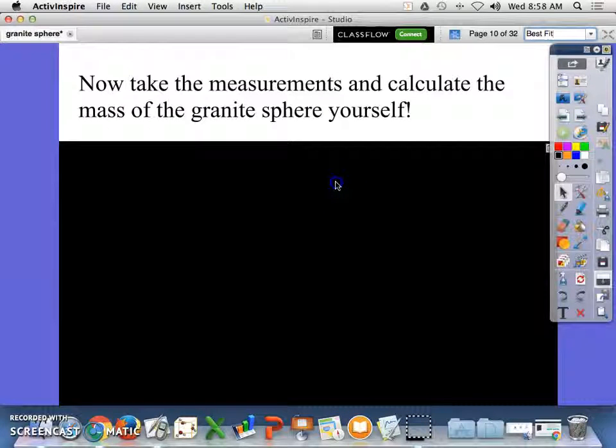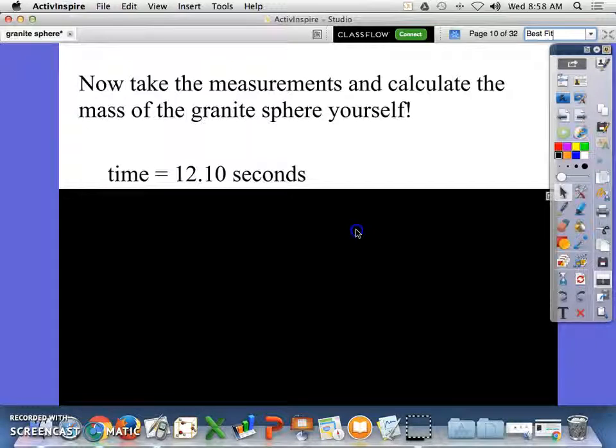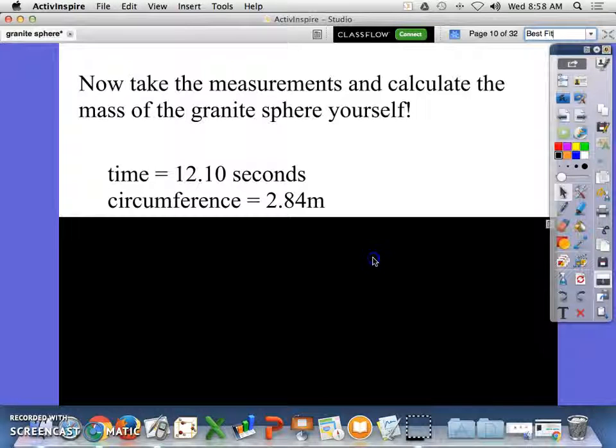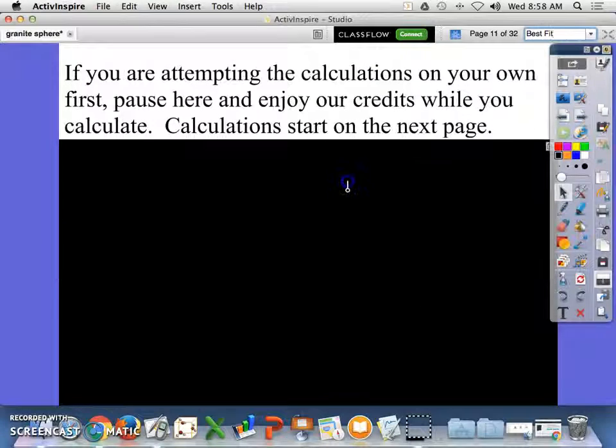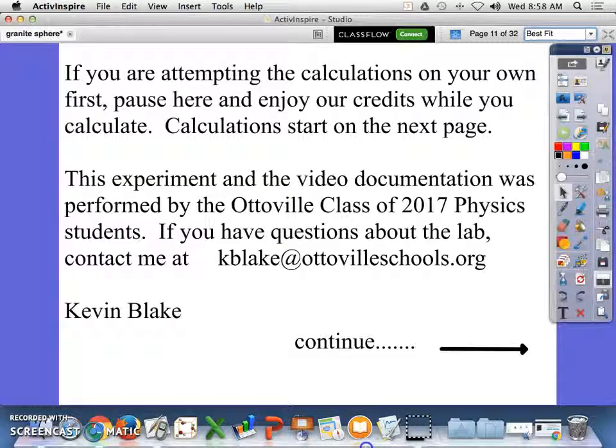So now take the measurements that we just did on the previous screen and calculate the mass of the granite sphere yourself. The time was 12.10 seconds, the circumference is 2.84 meters, and the force is 16 newtons. So how to do the computation continues with Chapter 2 right now. If you're attempting to do your calculations here, you may want to pause while your students do the calculations or come up with the equations. If they don't need much guidance, maybe you can set them loose on this project at this point.